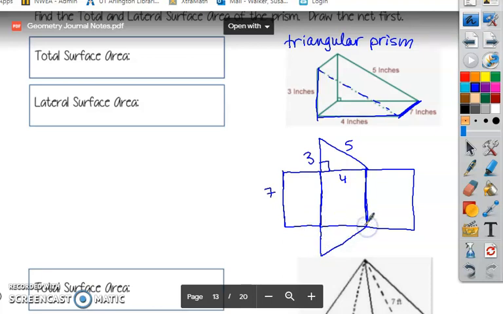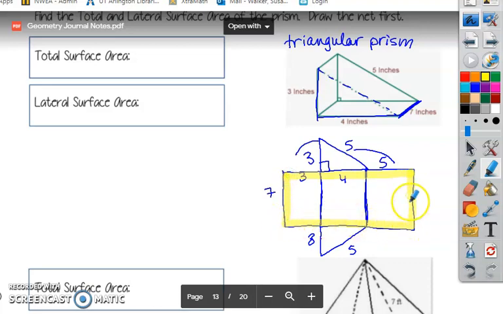Then I need the other base. We have to make sure that these fold together, so this is how we draw our net. As a reminder, these fold together, so that will be a 5. These fold together, so this will be a 3 here. Same thing here. We talked about in class that you can find this big rectangle here.